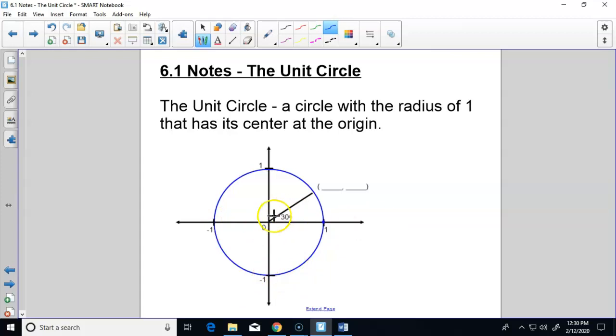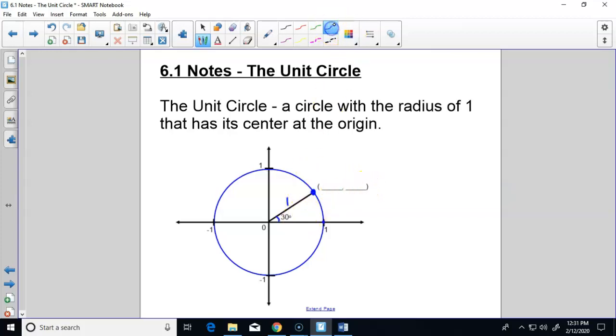On this circle, I have drawn in a line and labeled this angle as 30 degrees. Now, what is the length of that line that I've drawn in? It is the radius, and what is our radius for the unit circle? It is 1. It's called the unit circle because 1 unit is the radius of the circle. So the length of this side is 1. What I want to find is the coordinates of this point right here.